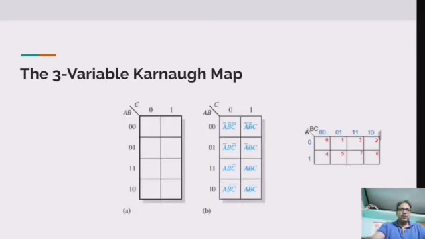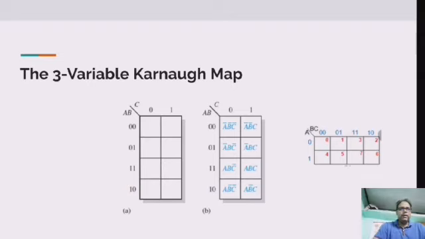3 variable K-map. We will start from the 3 variable K-map. A 3 variable K-map is actually an array of 8 cells. Array means there are 8 squares we can see in the diagram given in the slide. See diagram number A. There are 8 cells available. In this case, A, B and C variables have been used for the K-map. You can also be provided with some other variables like X, Y, Z, as I have already told you.